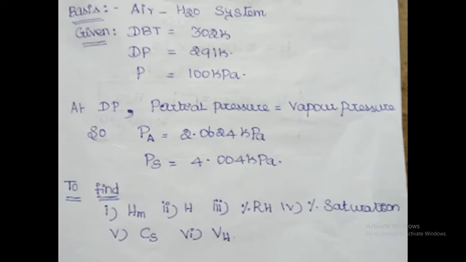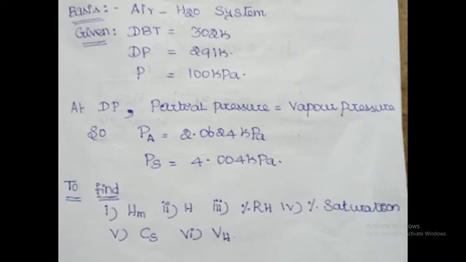dBT is equal to 302 Kelvin, dP is equal to 291 Kelvin, capital P is equal to 100 kilopascal. Already you are familiar, at a dew point partial pressure is equal to vapor pressure. So here PA is equal to 2.0624 kilopascal. Are you clear or not? Okay, at dP. The PS is given at dBT. PS is equal to 4.004 kilopascal. Are you clear or not?